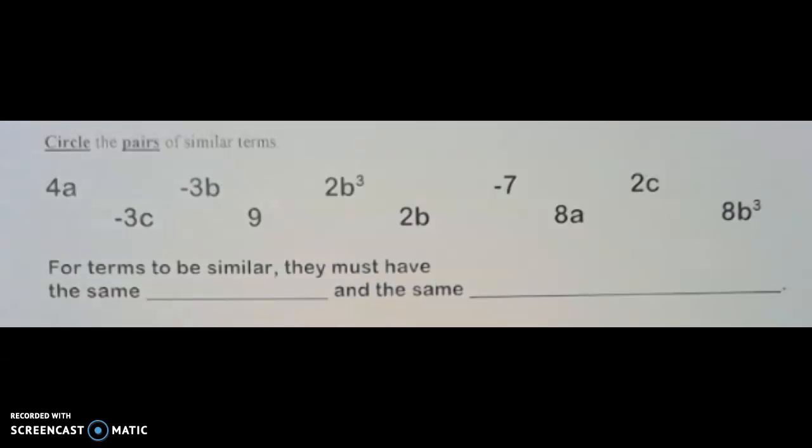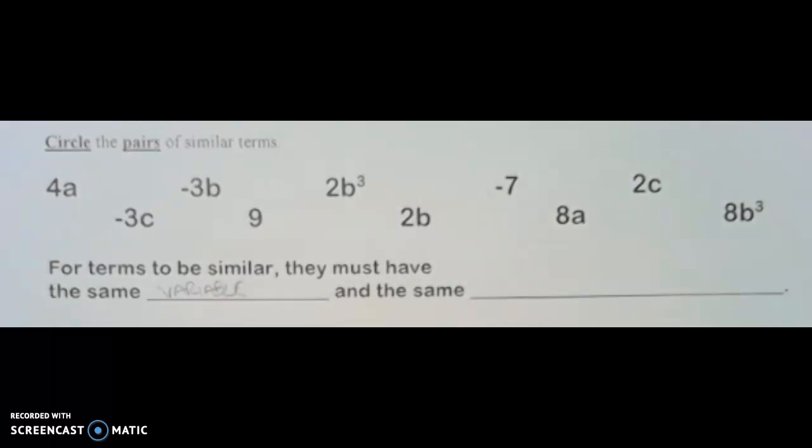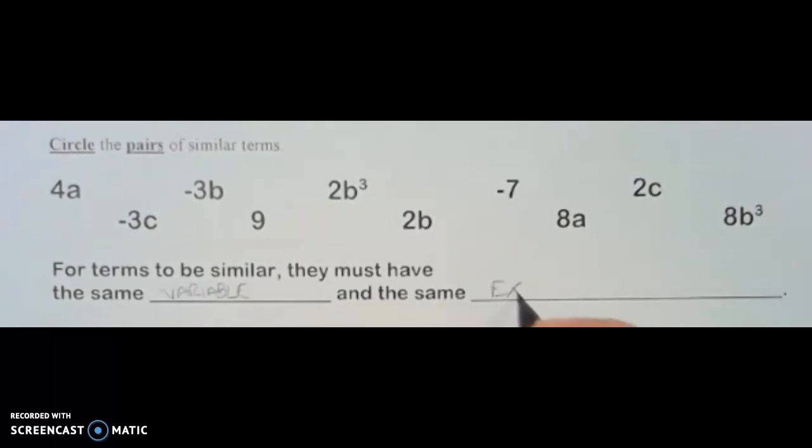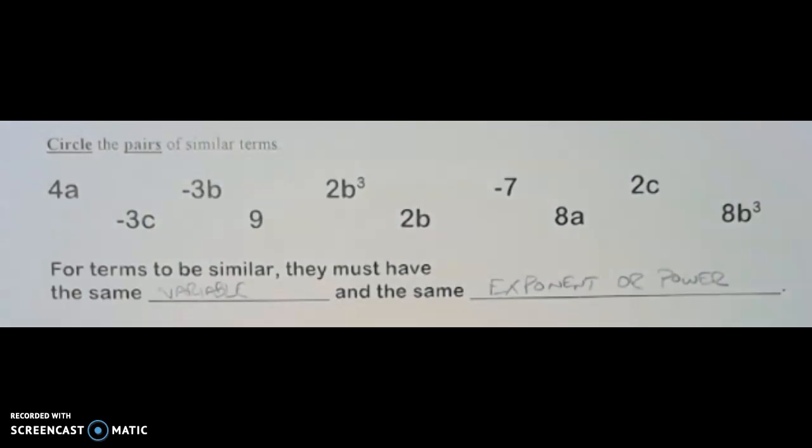In the next section, we're going to circle pairs of similar terms. For terms to be similar, they must have the same variable and the same exponent or power. Okay? For terms to be similar, they have to have the same variable and the same exponent or power. So let's circle pairs of similar terms.